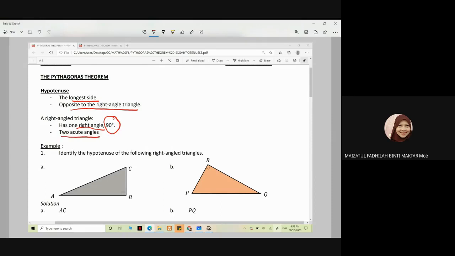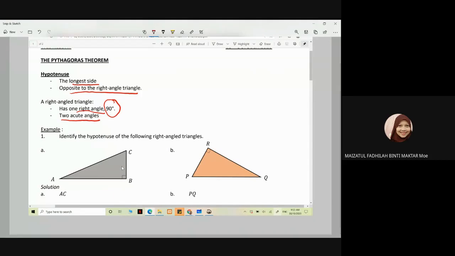So if given a diagram like this one, to define the hypotenuse, if given the small square like this, you just see the opposite of this small square. Usually it's opposite of this right angle, this small square here. So this is the hypotenuse. And you can see from these three sides, EC, CB, and BA, that AC is the longest side.